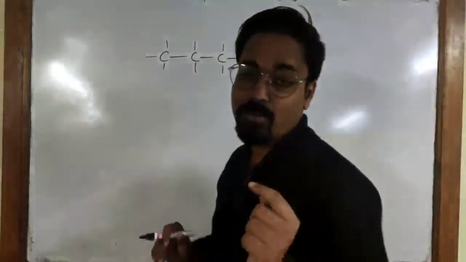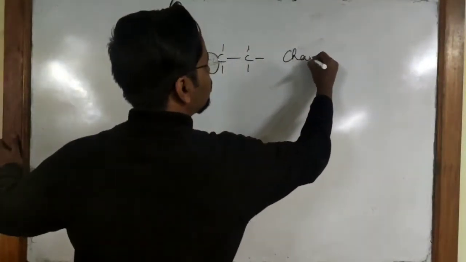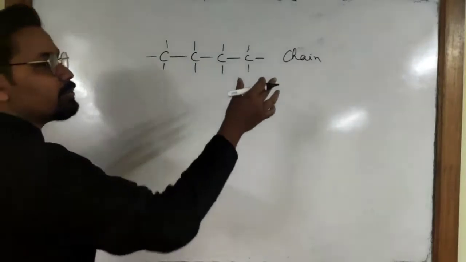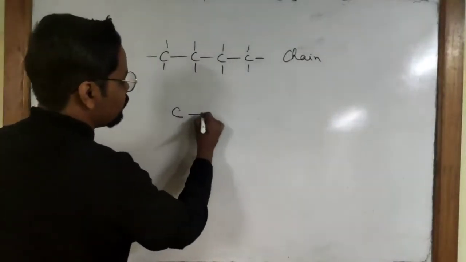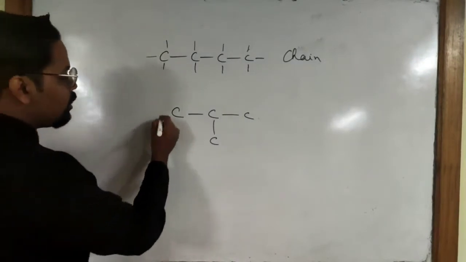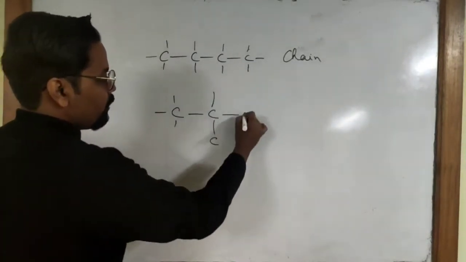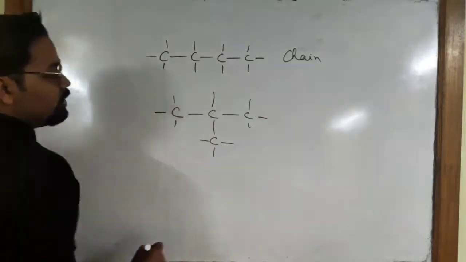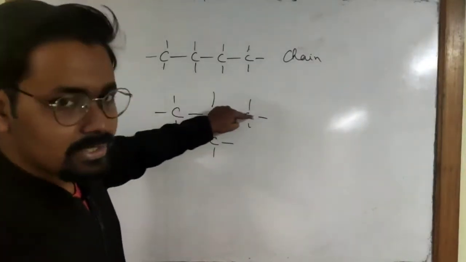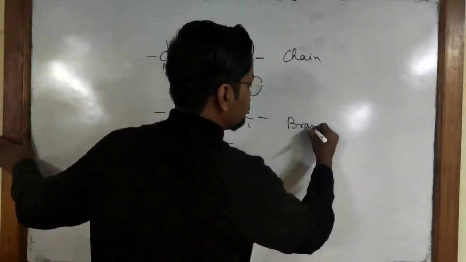Now here it can form a branch. How can it form a branch? This is a chain structure. These exact 4 carbons can have a branch, just like carbon, carbon, carbon and 1 carbon here. So now this carbon is 1, 2, 3, 4, 1, 2, 3, 4, 1, 2, 3, 4 and 1, 2, 3, 4. So now here you can see this is a straight chain and here a branch has come out. So this is a branch structure.